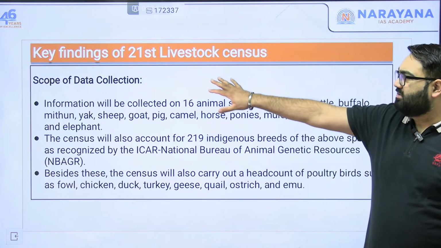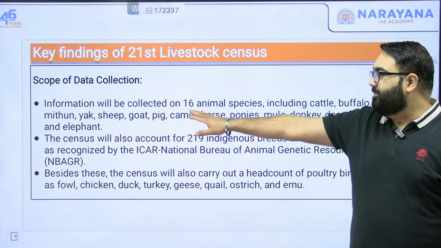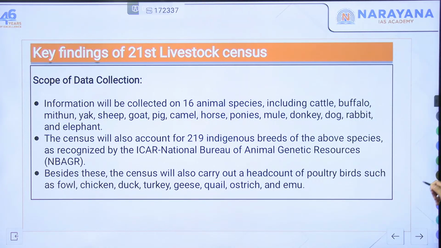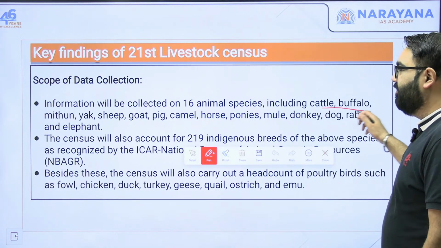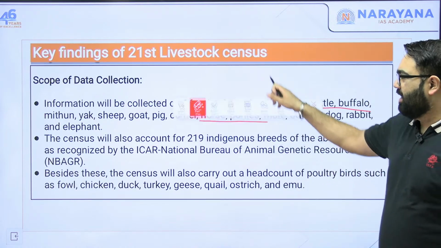These are some of the features of this 21st livestock census. Information will be collected on 16 animal species specifically, which include cattle, buffalo, mithun, yak, sheep, goat, etc. All of these will be accounted for.